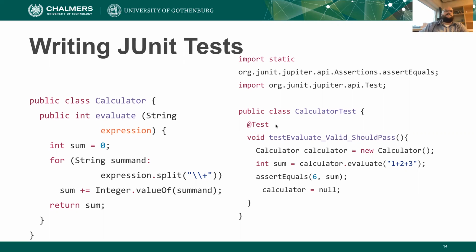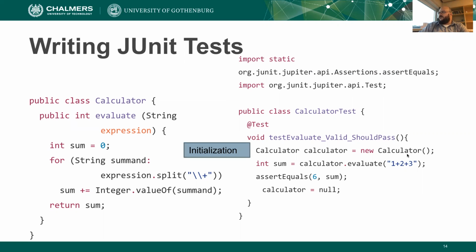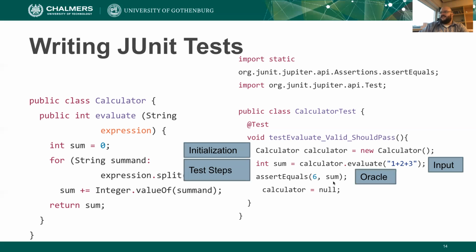And within this, we have our initialization. We're going to create a calculator class. We have our test steps where we're going to call the method with some input. Our input is a string 1 + 2 + 3. We're going to check the result. We have an assertion that asserts whether the two things you enter are the same. And so we pass in 6 and the sum, and we say the actual result should be the same as our expected result of 6. And then we have some teardown where we declare this null.